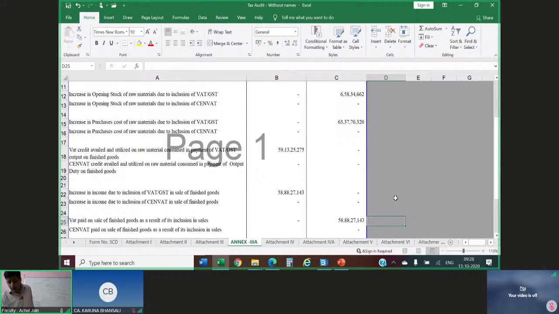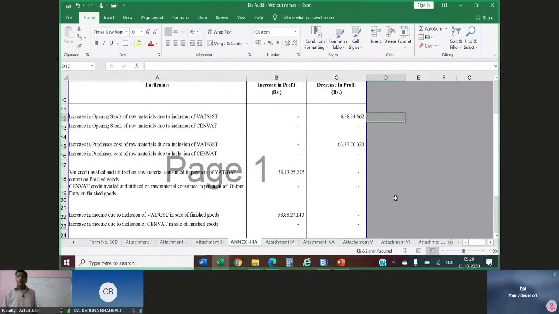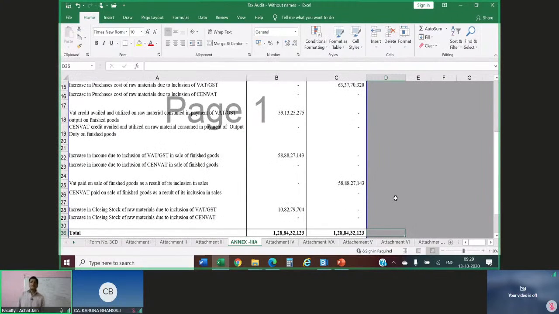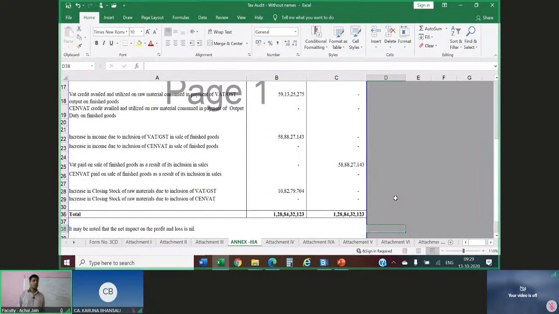Then it says what is going to be the increase or decrease in profit due to VAT credit availed and utilized on raw material consumed in payment of VAT or GST output on finished goods. Similarly, increase in income due to inclusion of VAT or GST in the sales. So we are now going to look at the sales after including these numbers. This is what is required to be done for each and every element, for opening stock, for purchases, for sales, and for closing stock. All of these numbers will have a net impact on the P&L. Some of the items will increase the profit, some will decrease the profit. So the net amount will be reflected over here. Correct? Yeah.